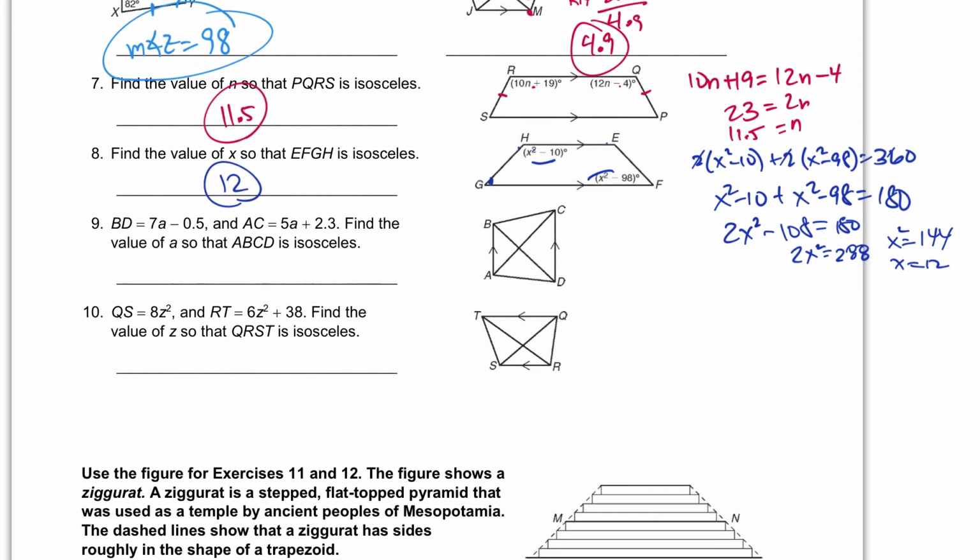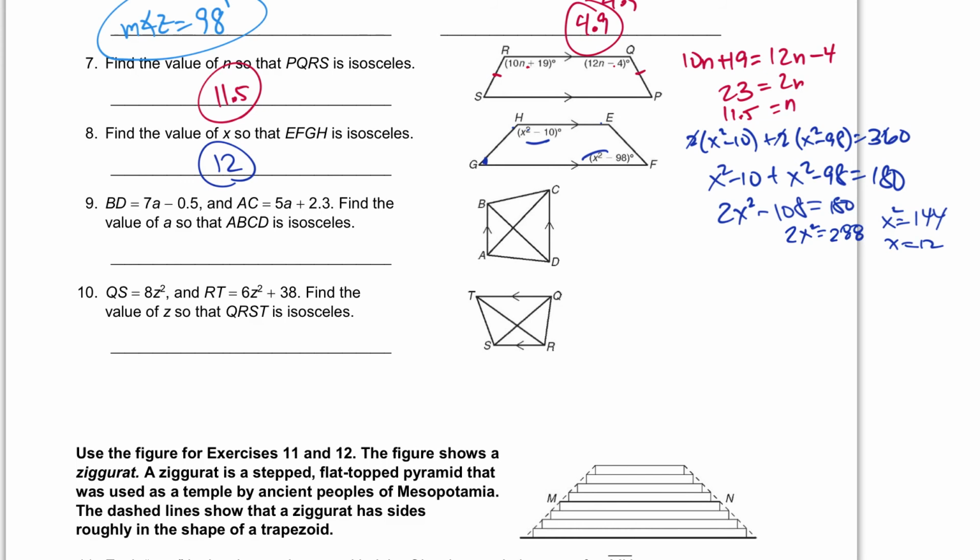All right, let's move this up. Let's take a look at these next ones. On this one, I'm going to change my pen color here real quick, and it says BD is 7a minus 0.5, and AC is 5a plus 2.3. Okay, if we want it to be isosceles, then these diagonals will be congruent. So then 7a minus the 0.5 would equal 5a plus the 2.3. Bring this 5a over, 2a, and add 0.5 to each side equals 2.8. So a is going to be 1.4.